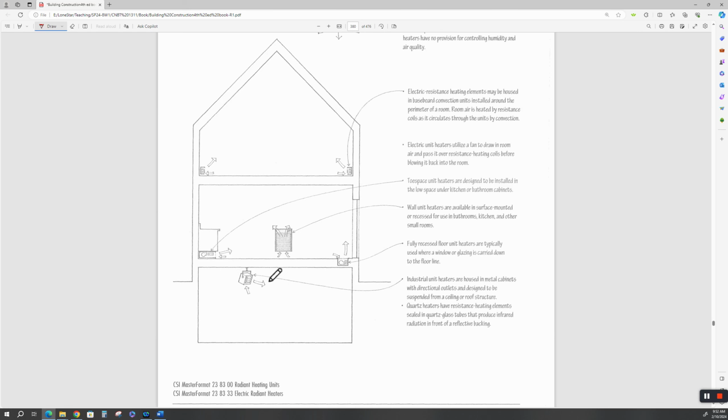And these kinds of fans can be all kinds. They can be quartz radiant types, quartz heaters, industrial unit heaters. They're with directional outlets, and they're designed to be suspended from a ceiling or a roof structure. The quartz heaters just have resistance heating elements, and they're sealed in quartz glass tubes that produce infrared radiation.